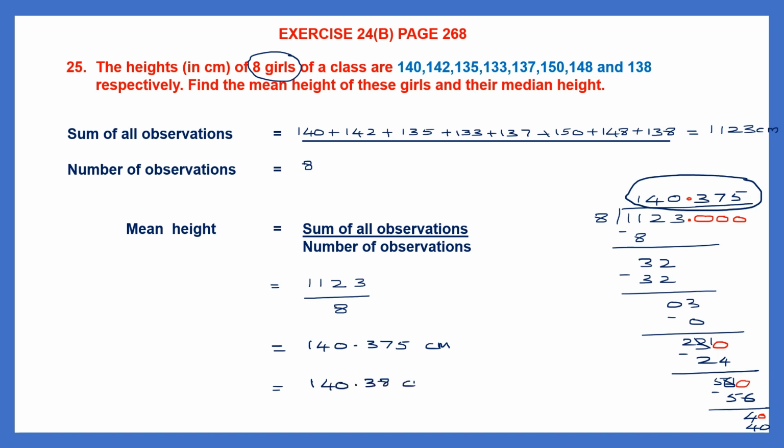Now, if you have to round this off to 2 decimal places, then we say 140.38 centimeters, because after 7, here we have 5. That means we can increase this by 1. So this is the mean height of the girls of the class. That means this is the average height. They are around 140.38 centimeters. Now we have to find the median height also.